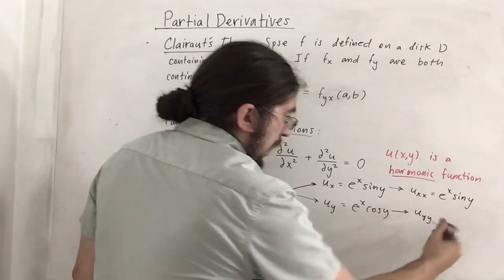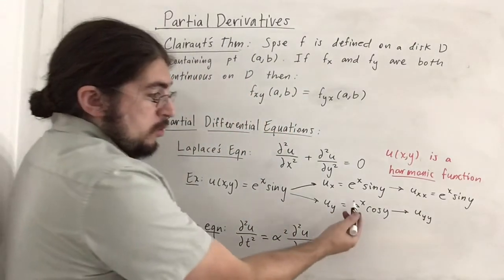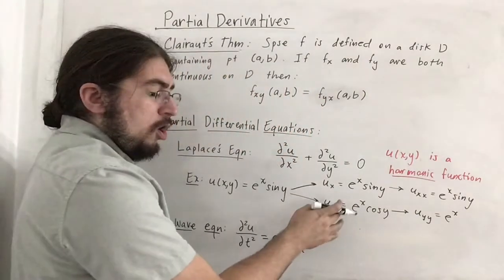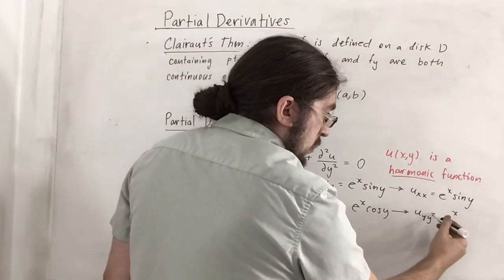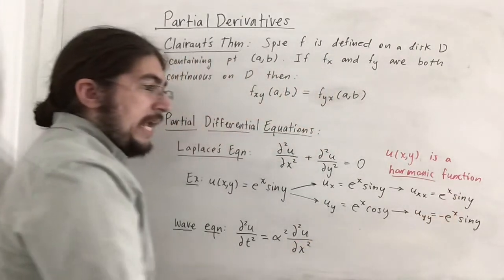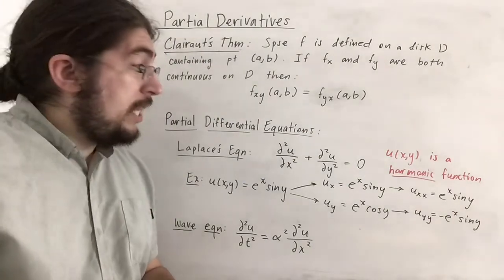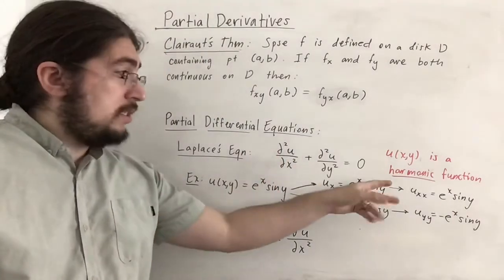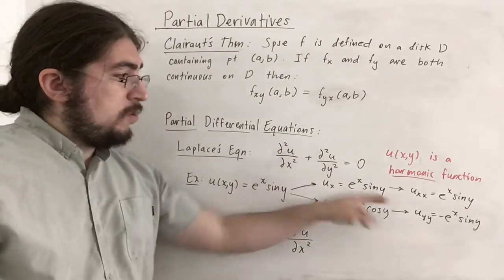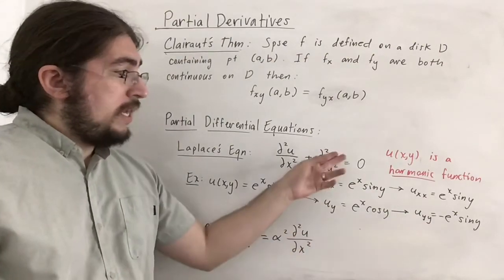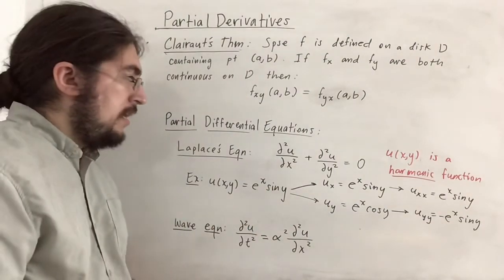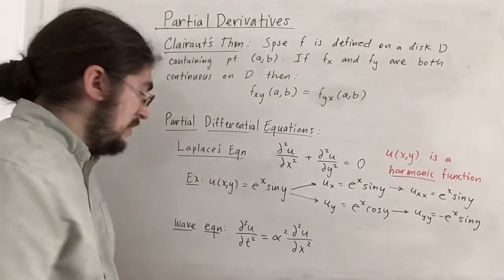Then uyy, the derivative of uy with respect to y. The derivative of e to the x, e to the x is a constant multiple, so that comes out for free. The derivative of cosine, notice, is negative sine. So this is equal to negative e to the x times sine of y. And look at that. These are negatives. They're not the same, but they're negatives. What that means is that if we take the sum of these two, the partial of u with respect to x twice and the partial of u with respect to y twice, and we add them together, we indeed get 0, confirming that u indeed is a harmonic function. So that's nice. That's all I'm going to say as far as that goes.